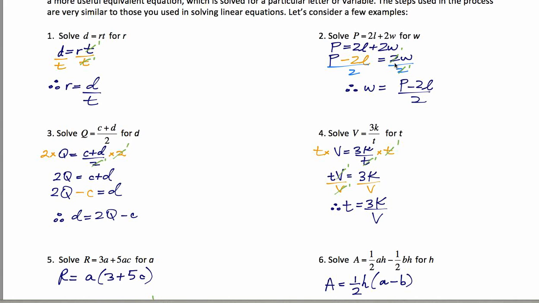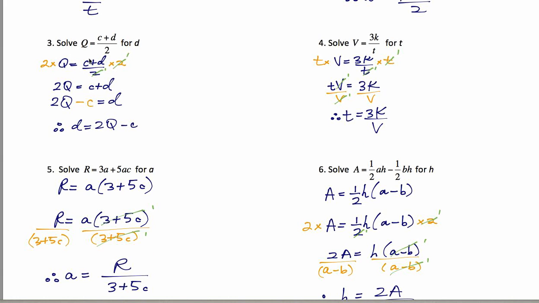Watch out for this: if you're going to divide one side by 2, you are dividing the whole other side by 2. So that means that this binomial is getting divided by 2. And if you find it helpful, then go ahead and put a set of brackets around it. The only mistake that I would see in a question like this would be just putting the p divided by 2 or just the 2l divided, forgetting that the whole binomial needs to be divided by 2, that both sides of the equation are being divided by 2.